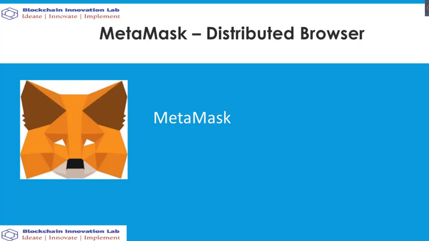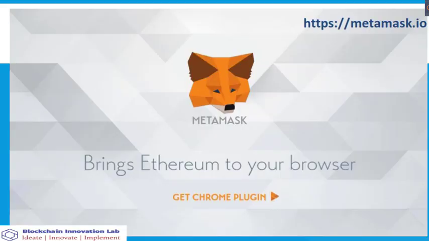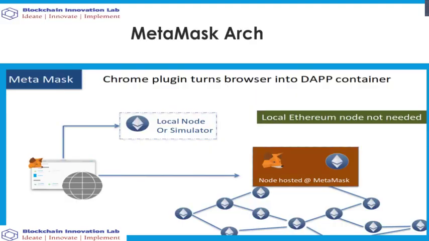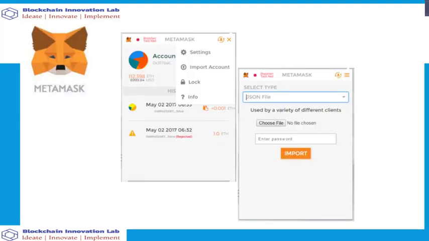MetaMask. I think MetaMask is a distributed browser-based wallet. Again, it's very easy to use. It comes as a plugin on Google Chrome, right? This is the architecture of MetaMask. You have a local node or simulator. You have a MetaMask wallet here, and you have the complete node which communicates with the main blockchain. Right, this is how the overall account looks.